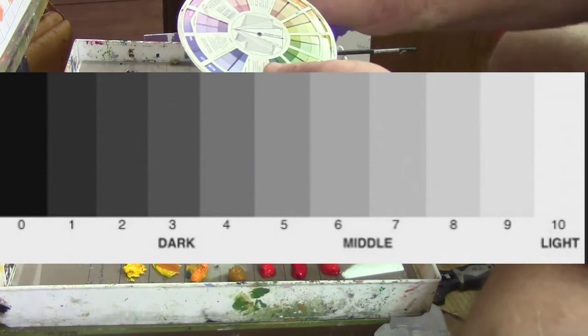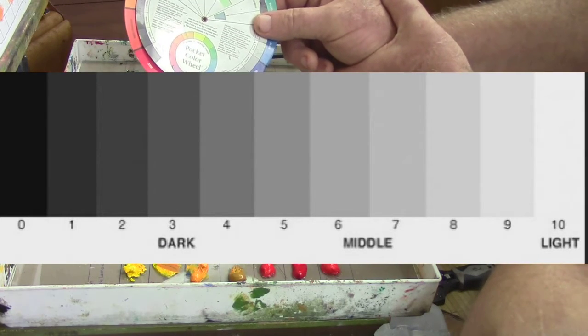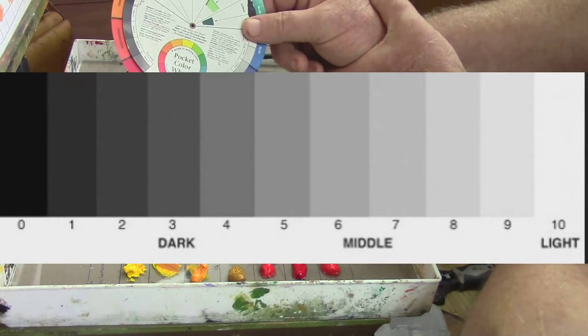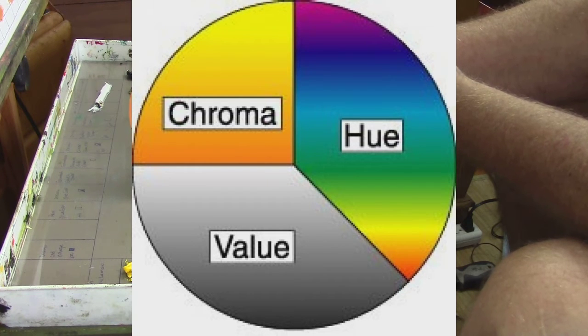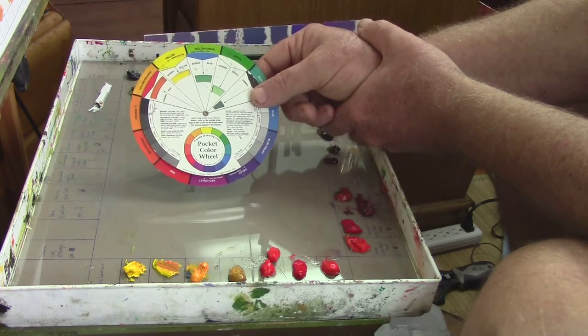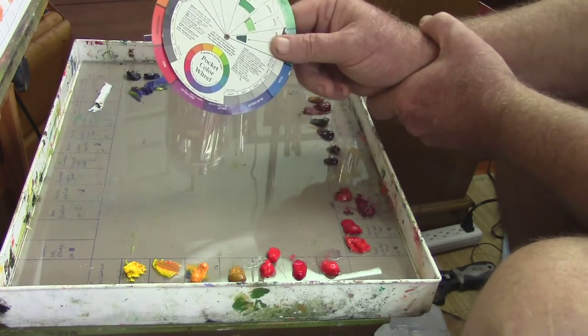Value is simply how dark or light hues are. And chroma is how intense colors are. Intensity or purity of the color or saturation of the color. Properties of color. Let's talk about the primary colors now.